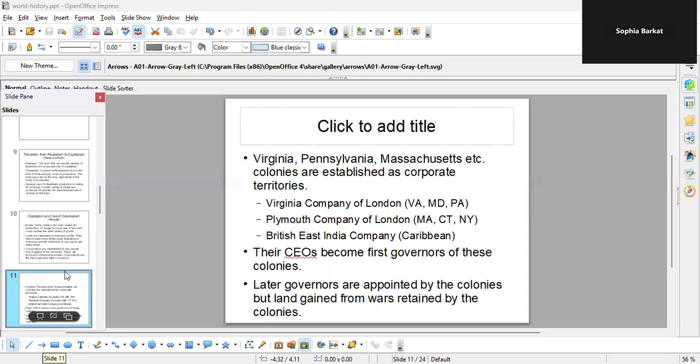So these CEOs and other executives become first governors of these colonies. Or if you look at Virginia, you see the first four governors are actually executives of the Virginia Company of London. Later governors are then appointed by the colonies, but land gained from wars are essentially retained by the colonies.